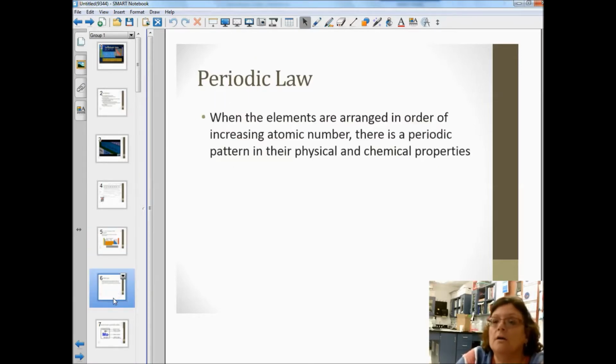The periodic law states that when the elements are arranged in order of increasing atomic number, there is a periodic pattern in their physical and chemical properties. Periodic means a pattern, something that happens in a regular interval.